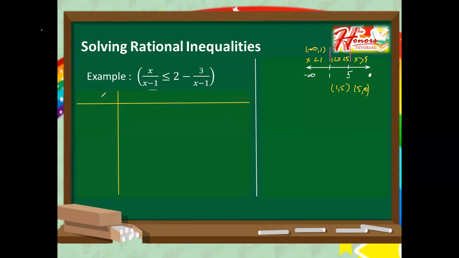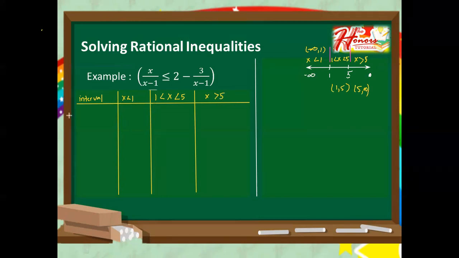Again, the first part is the interval. So the intervals that we have here are x is less than 1, and then we also have x is greater than 1 but less than 5. Lastly, for the interval, we have x is greater than 5.